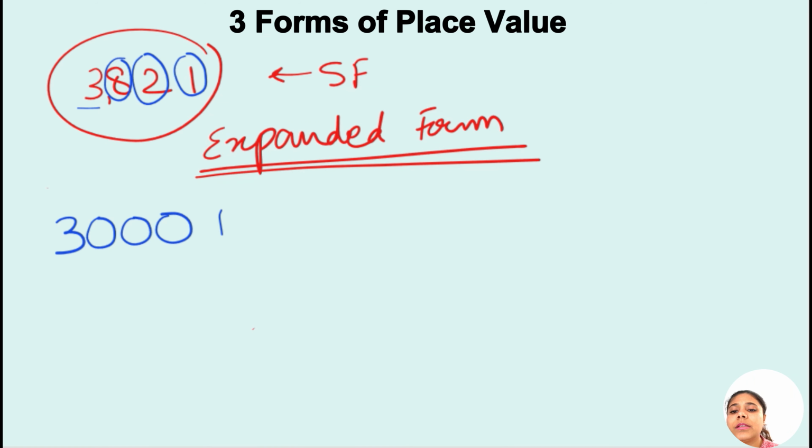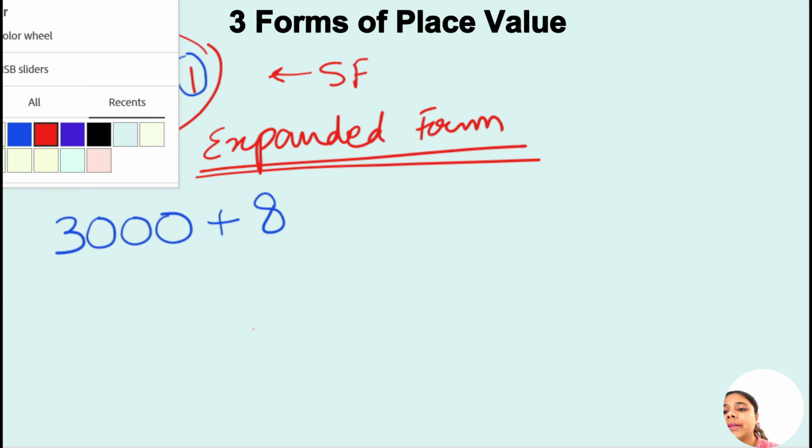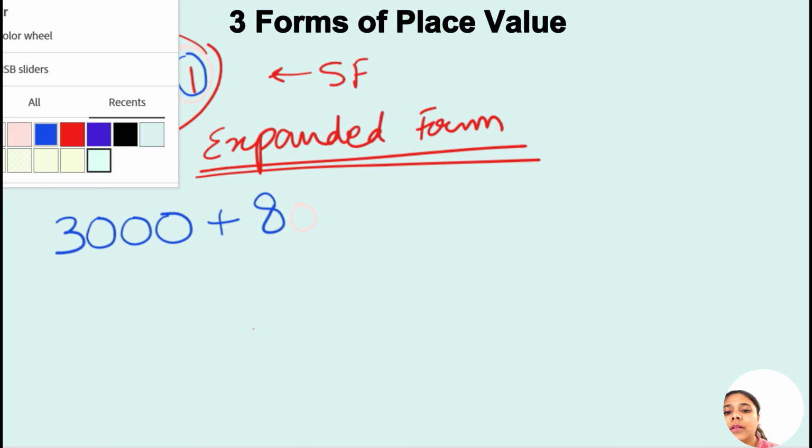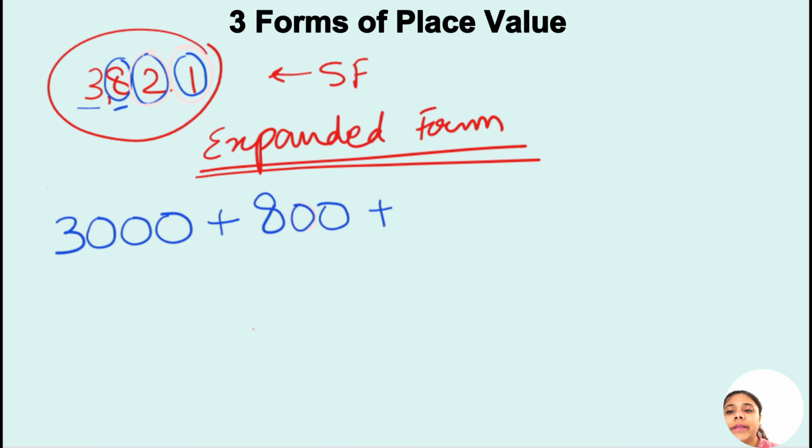Then we place a plus. Now next number we have is 8. How many digits do we have after 8? 1, 2. So we place 2 zeros. Next number is 2. How many digits do we have after 2? 1. So 1 zero. Next is 1. We have no digit after 1, so we will place no 0.